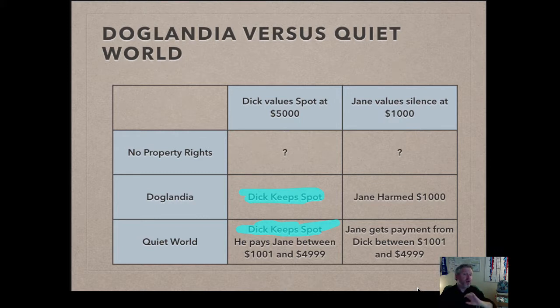So the outcome of the thing causing disagreement is the same. Dick keeps Spot, no matter who we give the property right to. In one, we gave the property right to Dick. In the other, we gave the property right to Jane. And it didn't end up mattering in terms of the thing that was causing the disagreement between them.